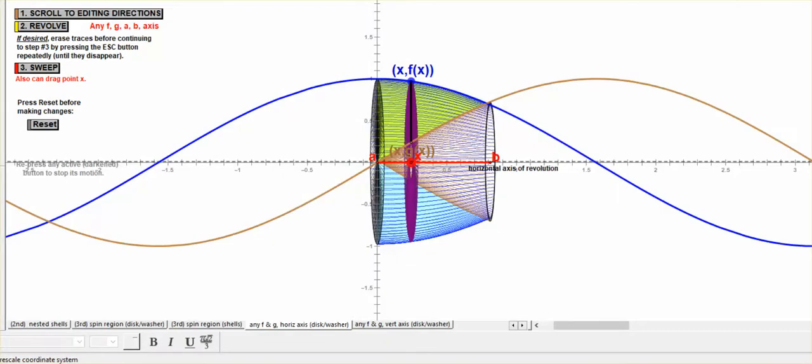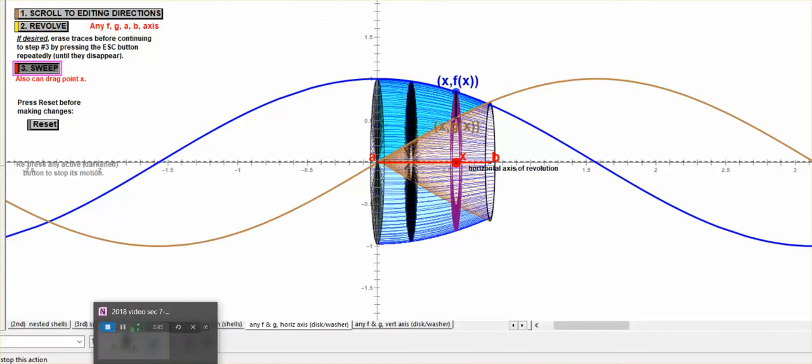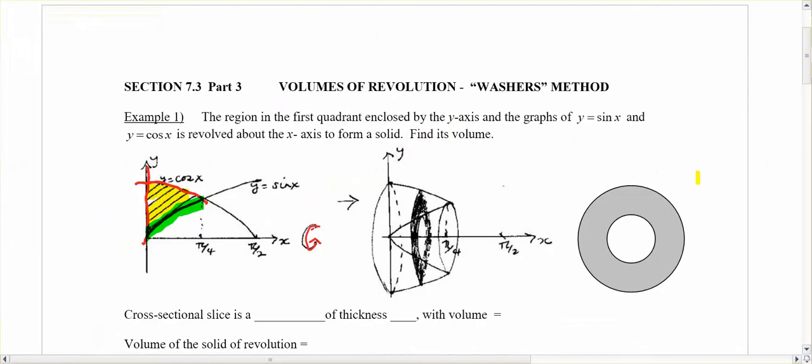So if we go back to that, you can see that one of the cross sections is going to be a washer. And you can see that the area of the washer varies. That hole in the middle gets bigger depending on the position of the washer. Okay, so let's go back to our notes. All right, the cross-sectional slice will be a washer. And so let's write that into the notes. It's going to be a washer of thickness delta x.